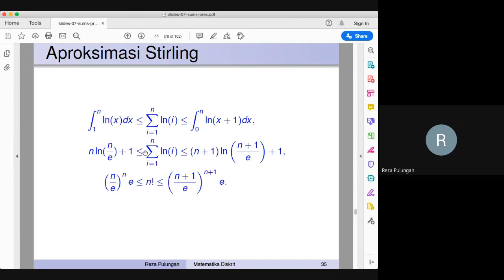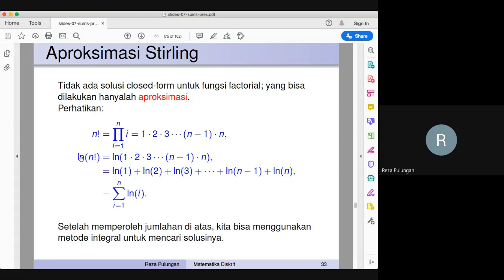This is the result. Look at this. n natural logarithm of n divided by e plus 1. The integral of this one is n plus 1 times the natural logarithm of n plus 1 divided by e plus 1. But you have to remember, of course, that this is equal to the natural logarithm of n factorial. So if what you want is n factorial, then this natural logarithm must be converted to a factorial.